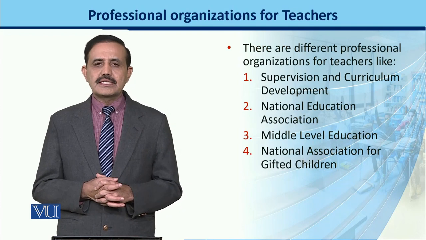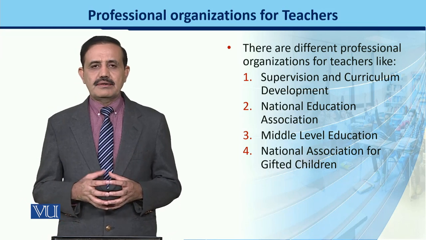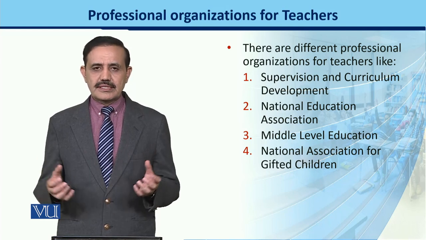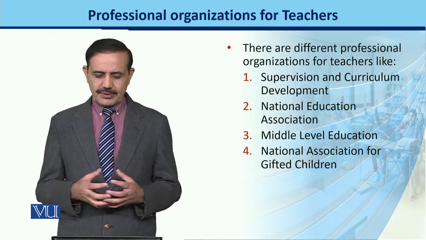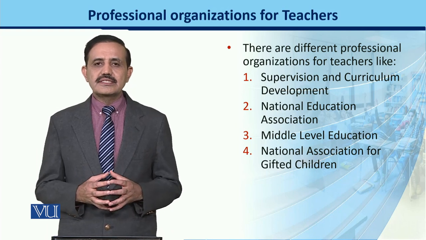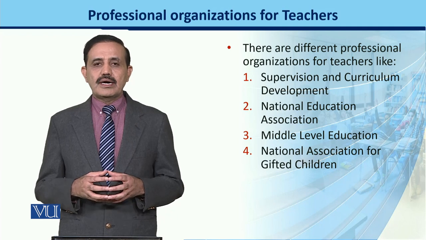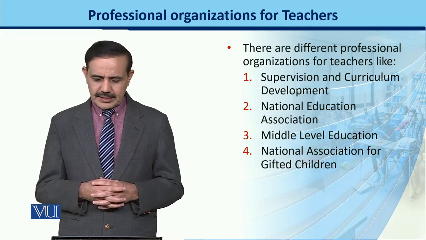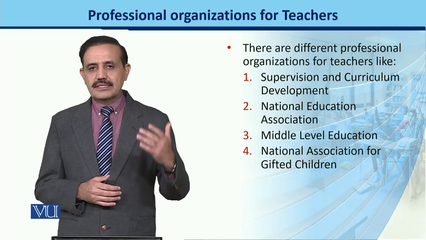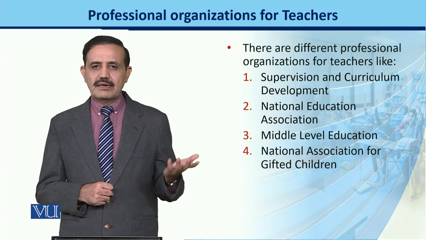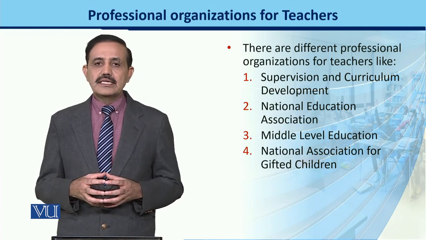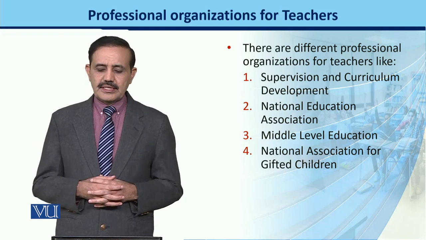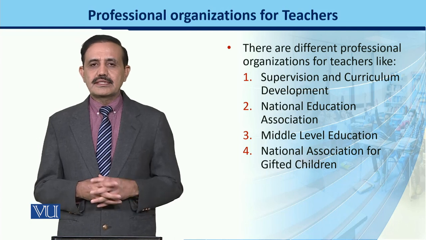There are different professional organizations. Here they are just given as examples. For example, there are organizations on supervision and curriculum development, educational management, educational leadership, teacher training, science education, special education, etc. There are national, international, and regional associations of teachers. They conduct research and provide a platform for collaboration, discussion and deliberation. They exist for different levels of education: primary level has different associations, secondary level has different associations, university level has different associations. In terms of field and level of education, there are different organizations. For example, there are the National Association for Gifted Children and for Special Children, etc.